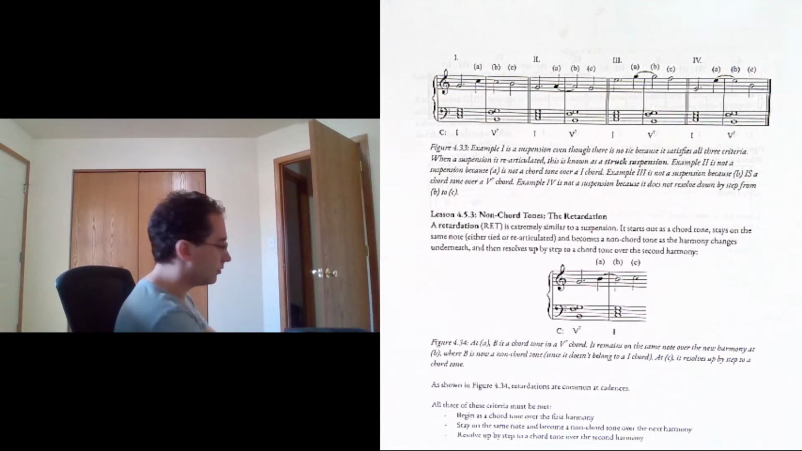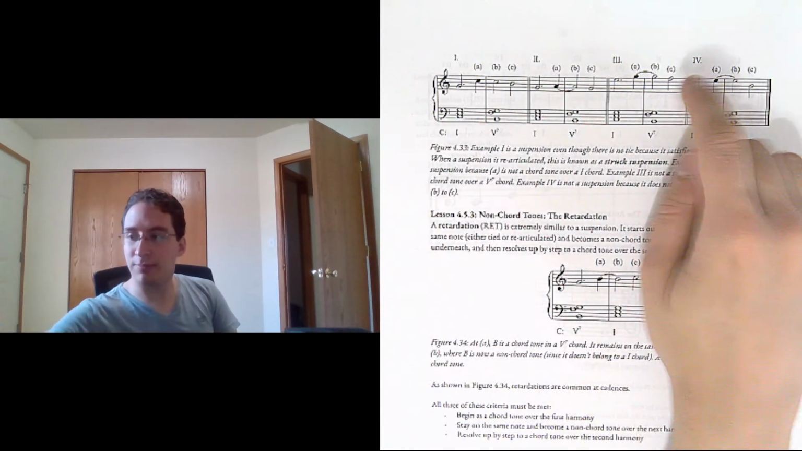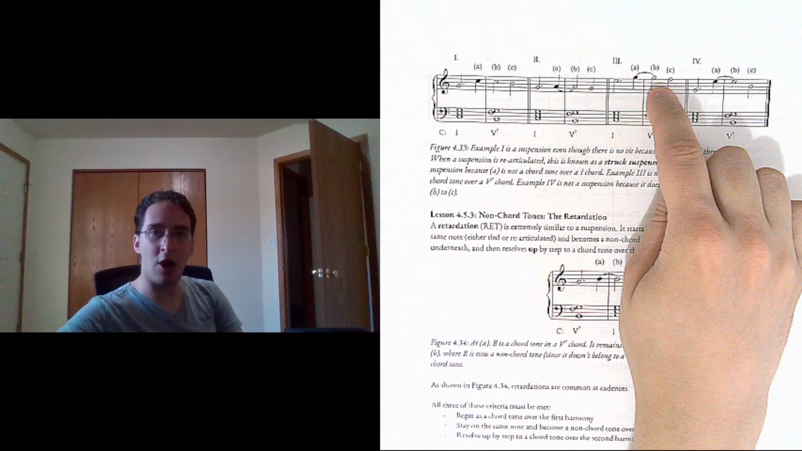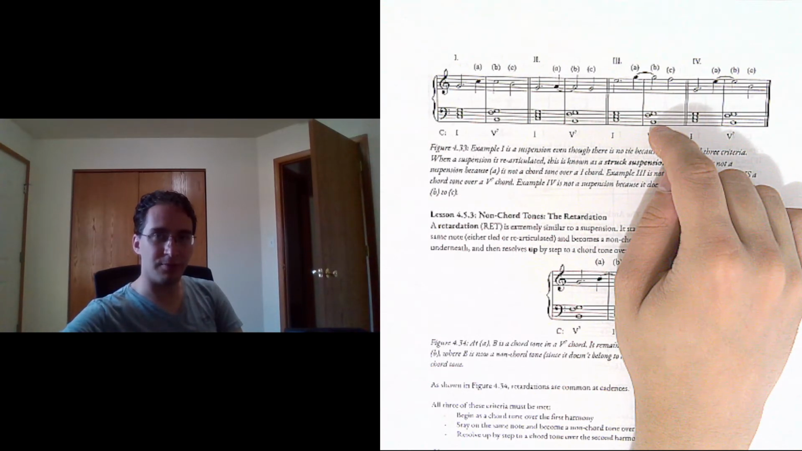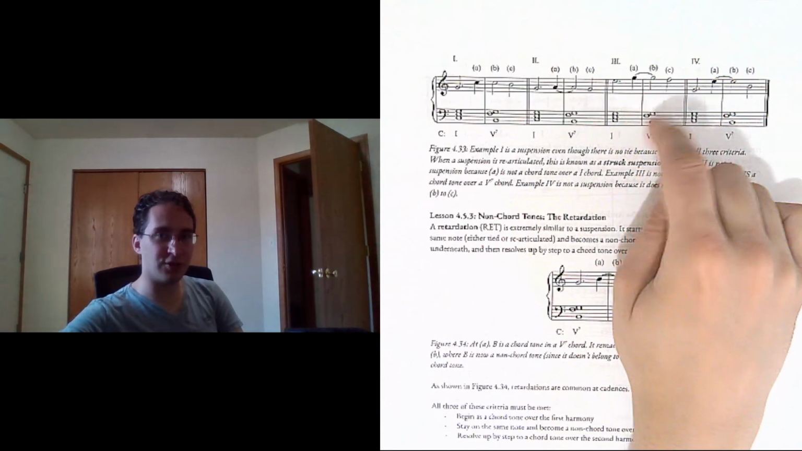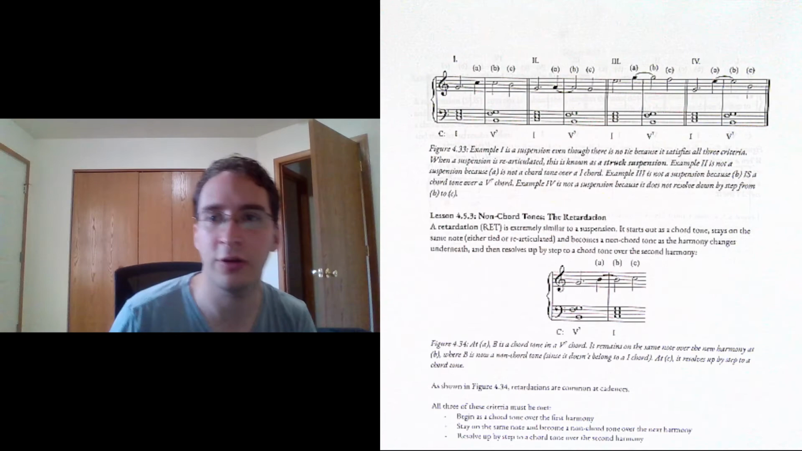Example 3 is also not a suspension because B would have to be a non-chord tone, but it's a chord tone. That's also a chord tone. These are both chord tones. There are no non-chord tones here, so you can't have a suspension because a suspension is by definition a non-chord tone.